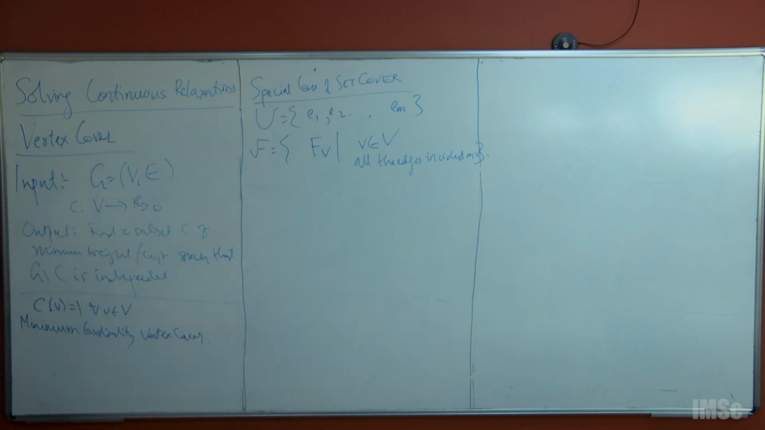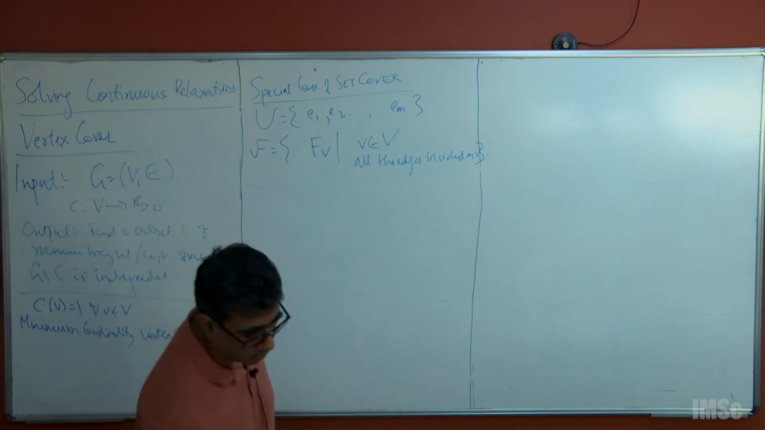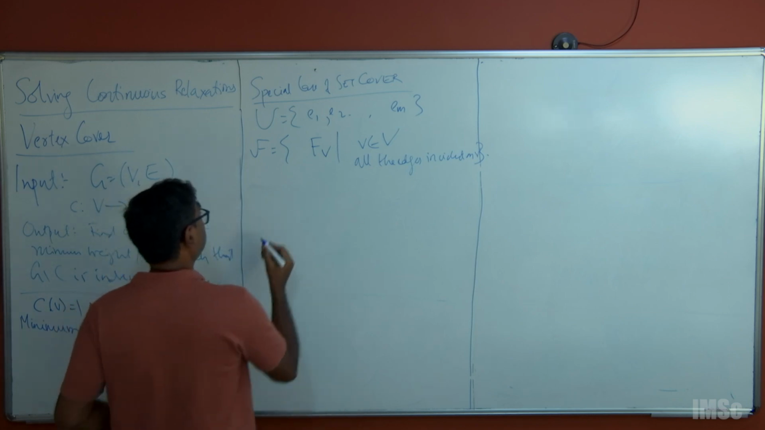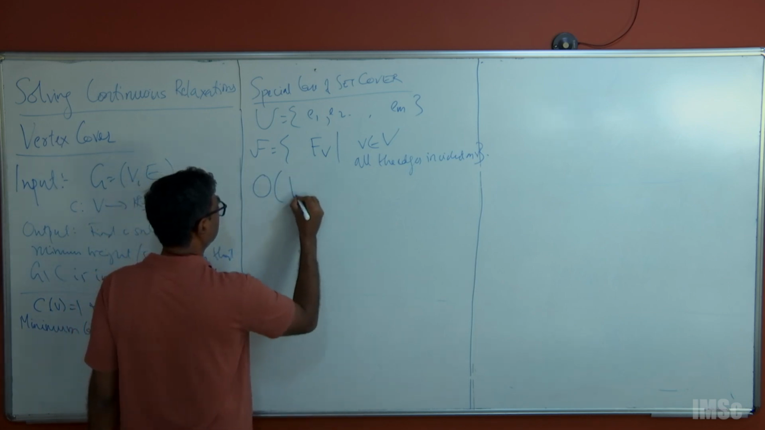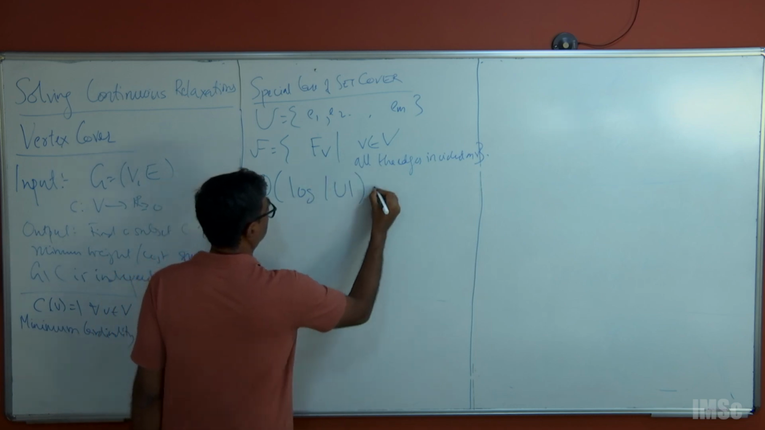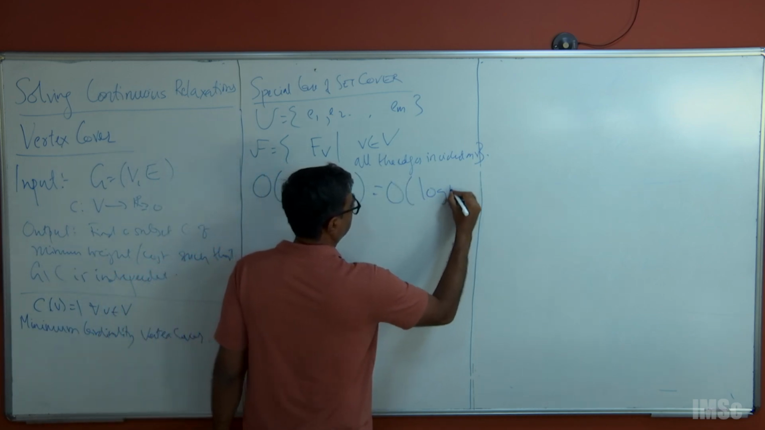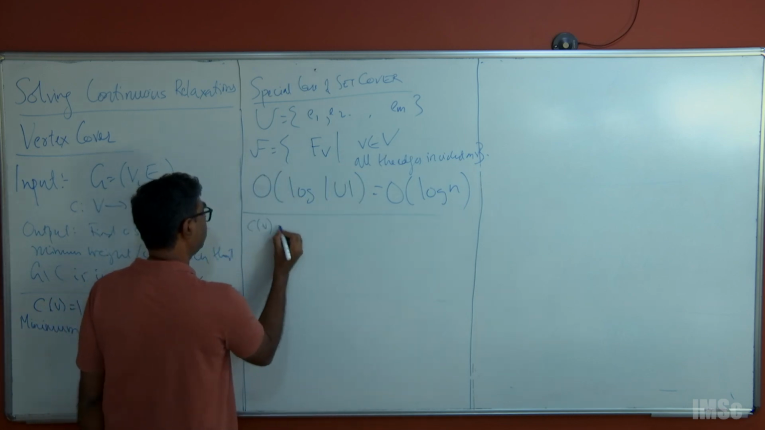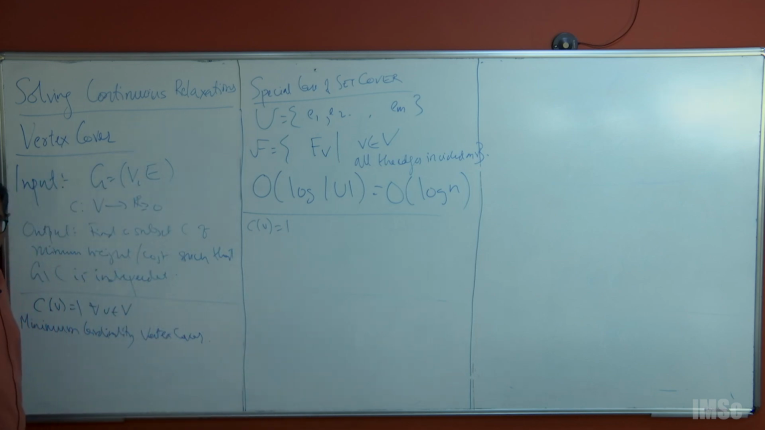So, if I apply the set cover algorithm, what will I get? It is big O of log n. So, if I specialize this for the case c_v equal to 1, what does this imply? What will the greedy set cover algorithm imply for vertex cover?